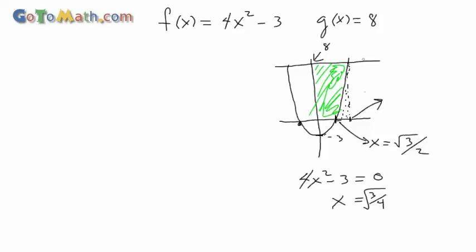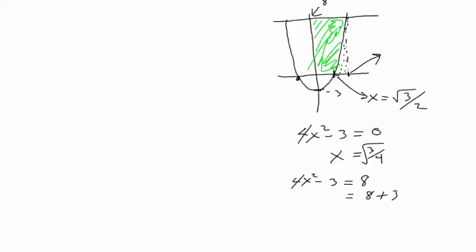Anyway, let's go ahead and find this, and that means we'll have to set both of these equal to each other. So let's just do that right here. 4x squared minus 3 is equal to 8, and then solve for x. So we have 8 plus 3. I guess I'm running out of room here. We'll have to move it on down. And then multiply both sides by 1/4, and then square root.